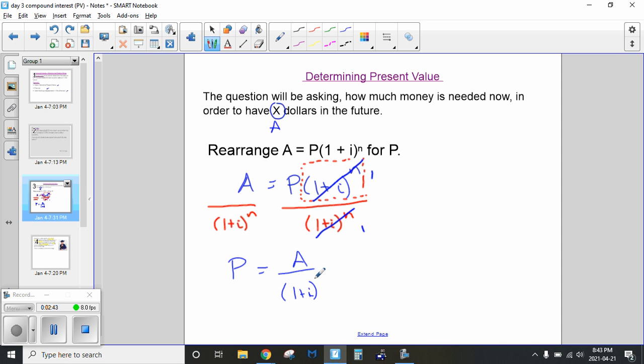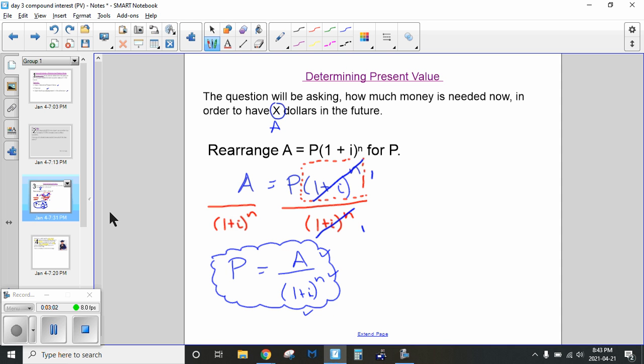1 plus i to the exponent n. Okay, so here's our rearranged version of the compound interest formula. This one's set up to help us find the principal amount of money if we know the final amount, the number of compounding periods, and the interest rate.